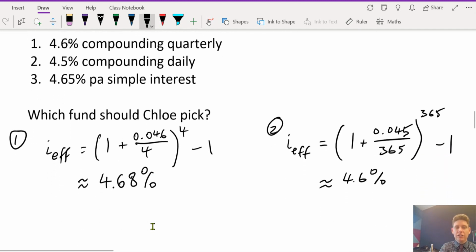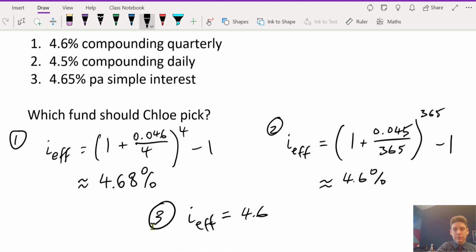And then number 3, you just leave it because it's simple interest. Because with simple interest, you don't get interest on the interest. So, which one is the best one? Which one should Chloe invest in? She should invest in number 1.